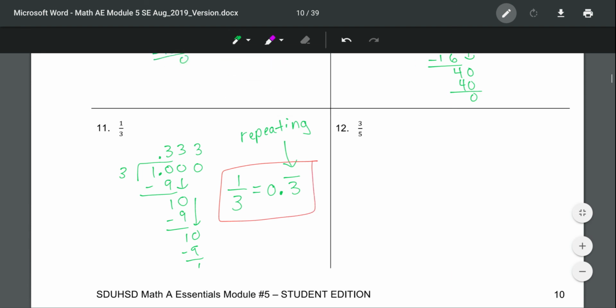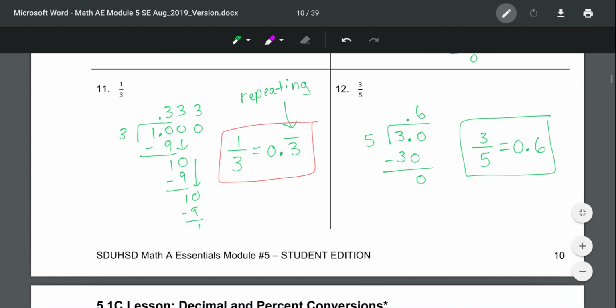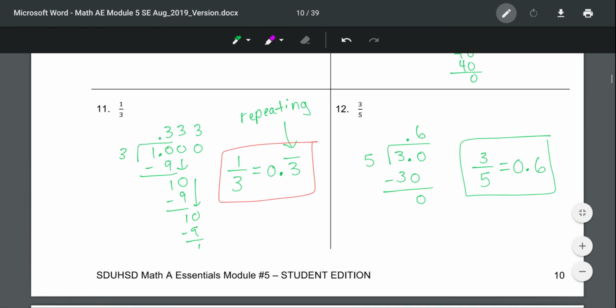Okay, number 12, 3/5. Divide 3 by 5. 5 doesn't go into 3 evenly, so add a decimal point, add a 0. 5 goes into 30 6 times. 5 times 6 is 30. So 30 minus 30 is 0. That means that 3/5 is 0.6. You can write it as 0.6. And that's it. So 3/5 would be equivalent to 6/10. So this concludes lesson 5.1b.